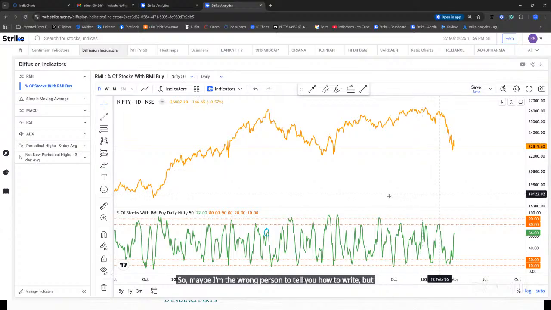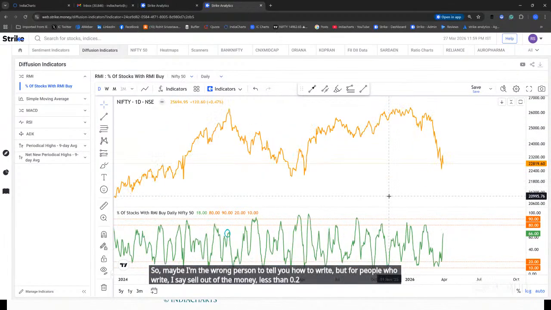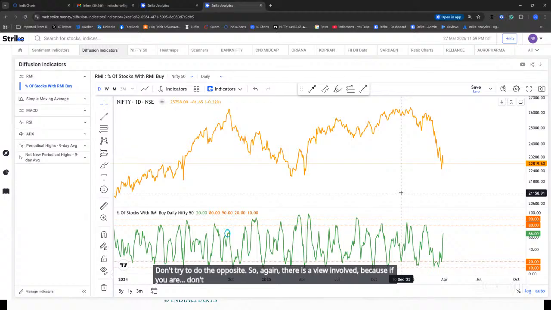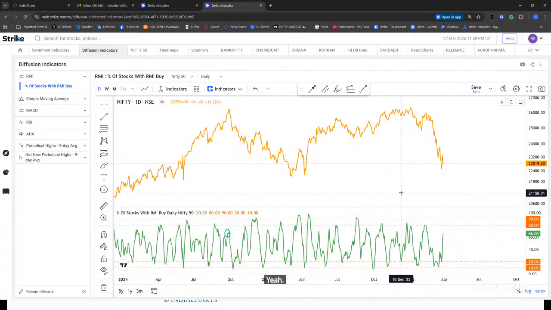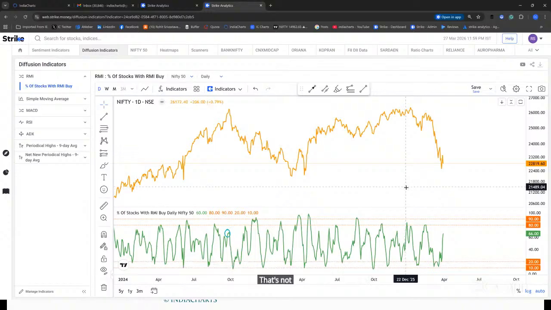But for people who write, I say sell out of the money, less than 0.25 delta, and sell based on RMI. So if the RMI is bullish, sell puts. If the RMI is bearish, then sell calls. Don't try to do the opposite. Again, there is a view involved, because if you don't have a view, then what will happen? Sell a little call, sell a little put, and you don't know which side you'll die on. That's not a strategy. So you need to have a view.